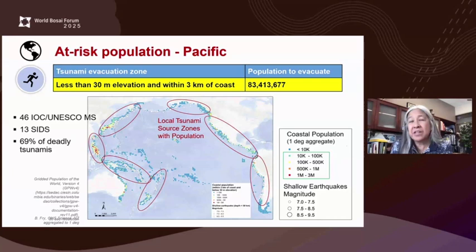So this is just giving you, I'll just quickly go through this. If we were to just simply do a mapping of elevation and numbers of people on the coast, 83 million in the Pacific, of which covering 46 member states. This is where 70% of the tsunamis are occurring, 13 small island developing states. So quite a bit of work still needs to be done.